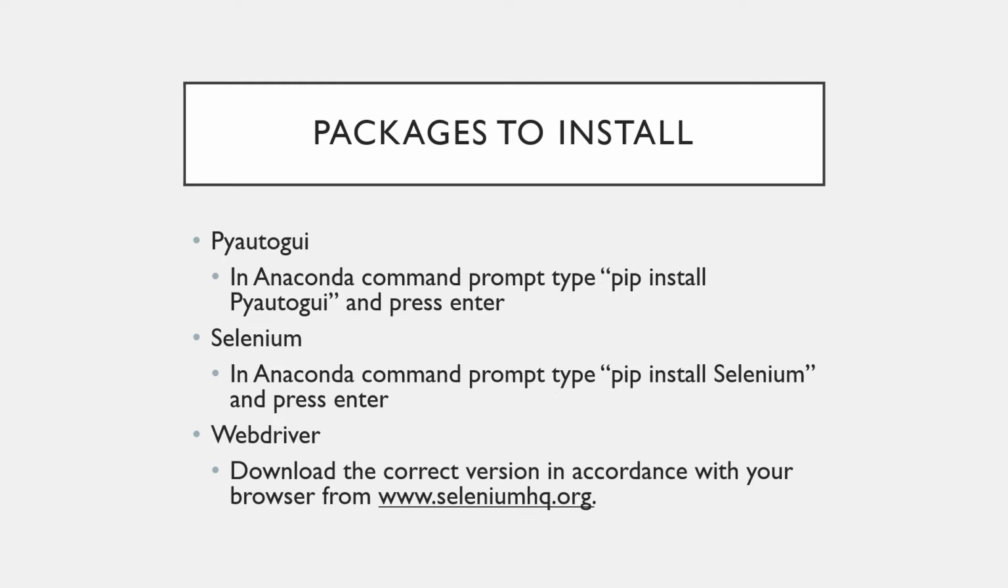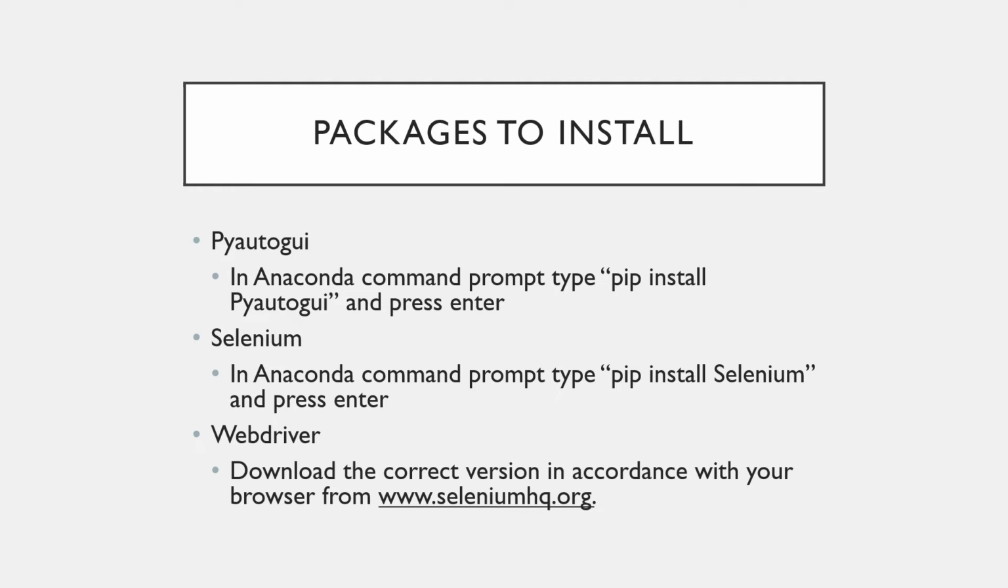Before writing the code that will automate our task, we need to install a couple of packages or modules. The first one is called PyAutoGUI. You can install this by opening up the Anaconda prompt and writing pip install PyAutoGUI and just pressing enter. This module will assist with performing virtual clicks and keyboard strokes. It's pretty much what gets our code going.